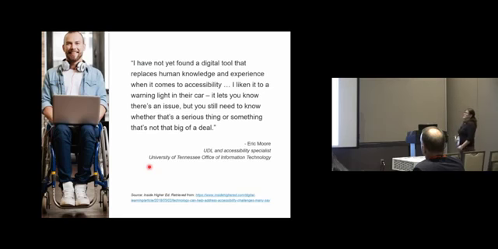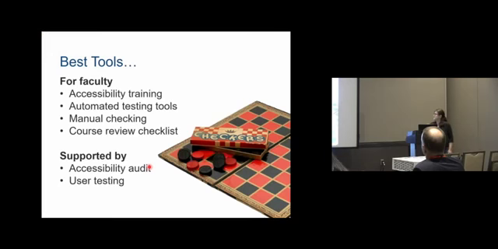So basically, to quote, I've not found a digital tool that replaces human knowledge and experience when it comes to accessibility. It's like a warning light in your car. There's an issue, but you really need to figure out what's going on and whether it's a big deal or not. My friend's car has all these lights. I'm constantly like, is that a problem? Is that a problem? No, no, no. It's like, keep driving. I'm like, okay.